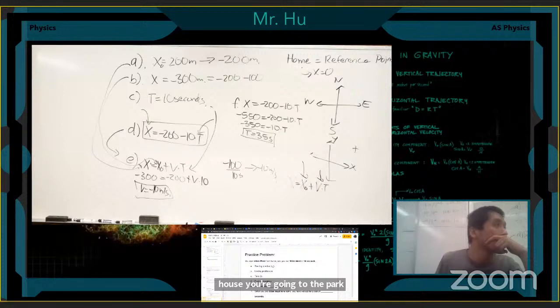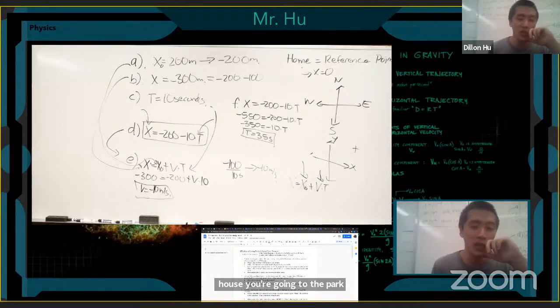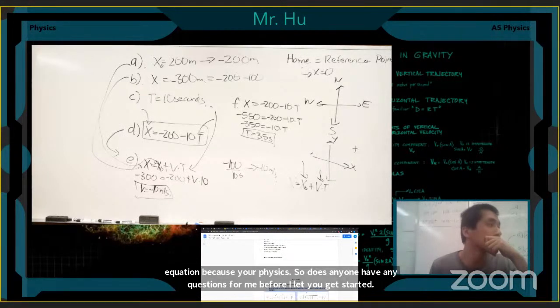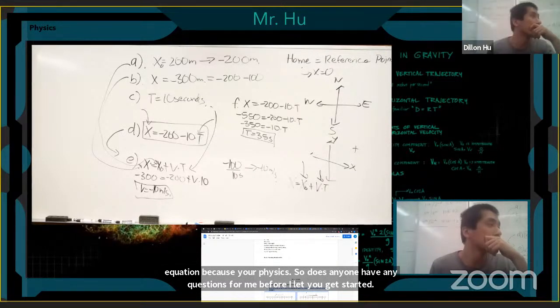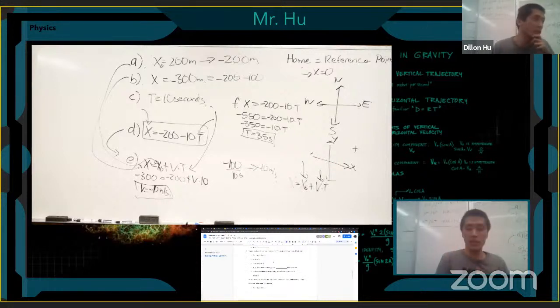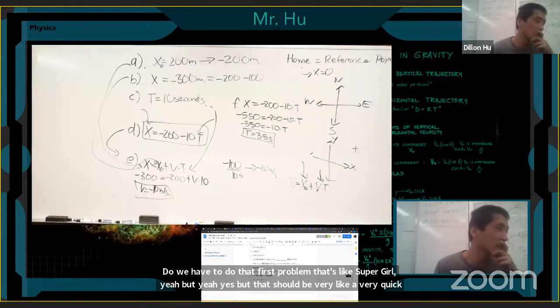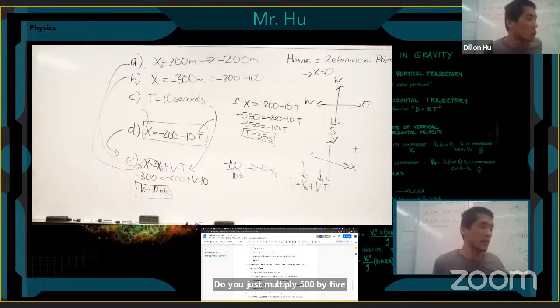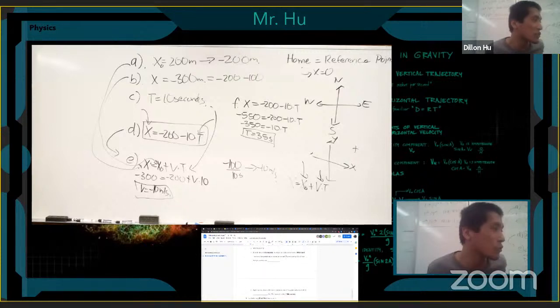Do we have to do that first problem that's like Supergirl? Yes, but that should be a very quick algebra one. Do you just multiply 500 by 5? Mm-hmm. Okay. It's just to get a general idea of how velocity relates to time and distance. That's just for the first problem. The rest of the problems are going to be more along the lines of this. You're going to start with question 4 and then try to move on. Question 7 is a mastery problem that you can do. It's optional.